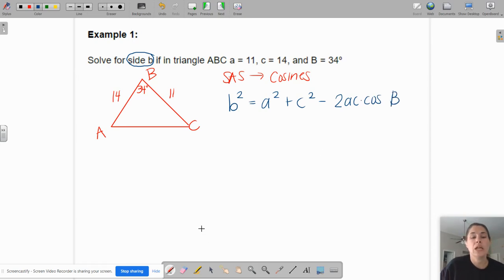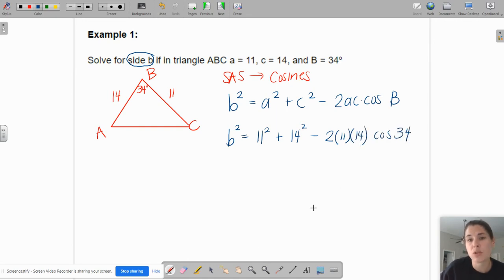So b is what we're looking for, side b, and everything else we have. So a squared would be 11 squared plus c squared, well, c is 14, so 14 squared, minus 2 times 11 times 14 times the cosine of b, which is 34 degrees. And now it's all calculator work, okay? So when we plug this in, we would get b squared is 121 plus 196 minus, if I multiply 2 times 11 times 14, that's 308 times the cosine of 34.